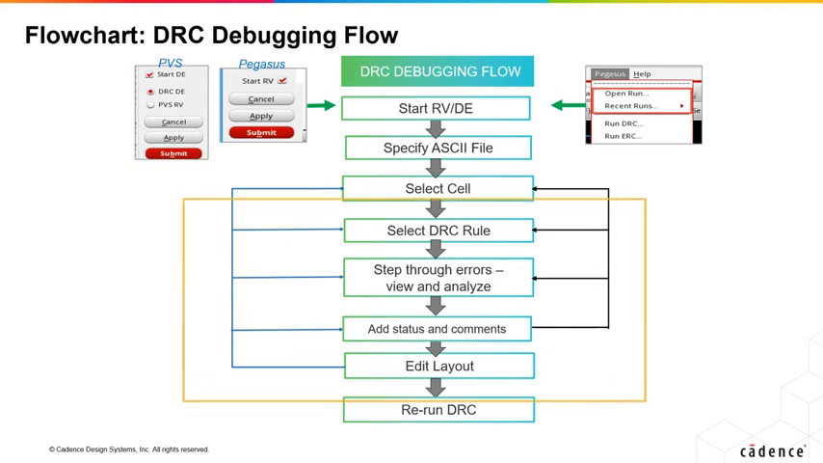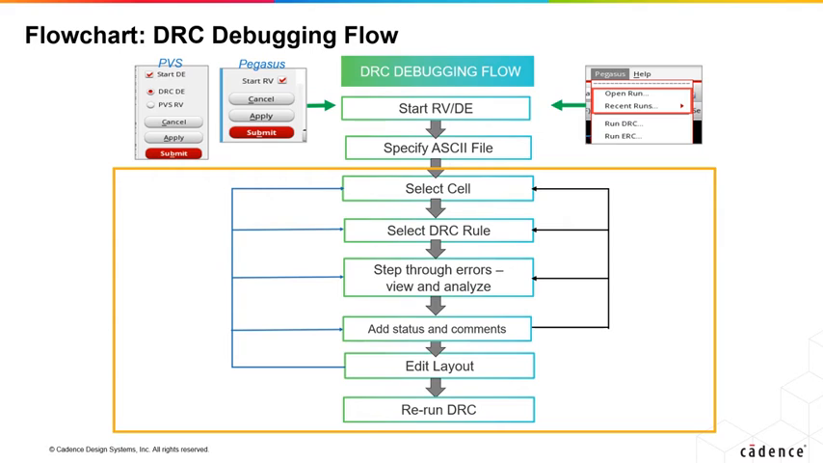In the Pegasus results viewer, select the cell and DRC violation to start with. Analyze the violations one by one. You may resolve the violation in the layout, assign a status, or choose to add comments in the results viewer. Step through the violations and repeat the process. At a certain stage, to assess the impact of layout modifications on the results, rerun DRC, and view the new result count. Repeat the cycle till DRC comes out clean.